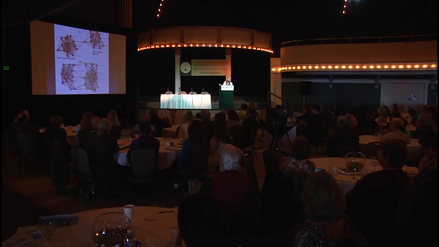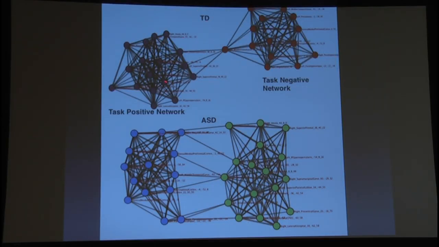So this is a graph of all these different regions in the brain and what's connected to what in typically developing kids. And what you can see is that within the task positive network, all of these regions communicate very nicely with each other. They form a great module. And in the task negative network, they do the same. They all are nicely clustered. They talk to each other. But to go from here to here, they go through a single node, a switching node that allows you to switch between this and this. Okay, so they're beautifully segregated networks.